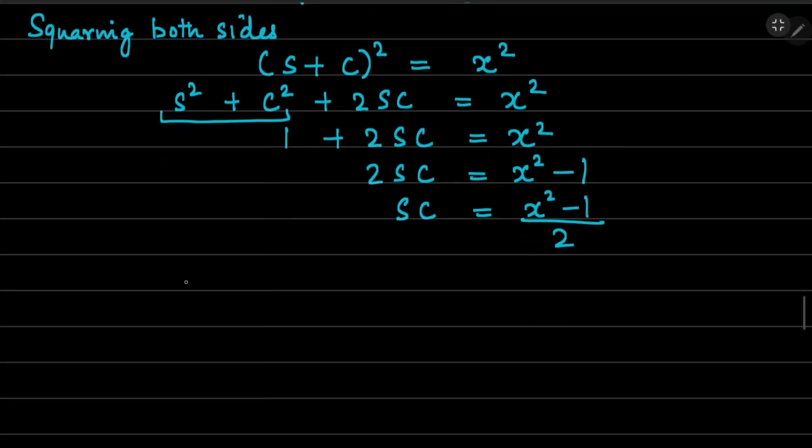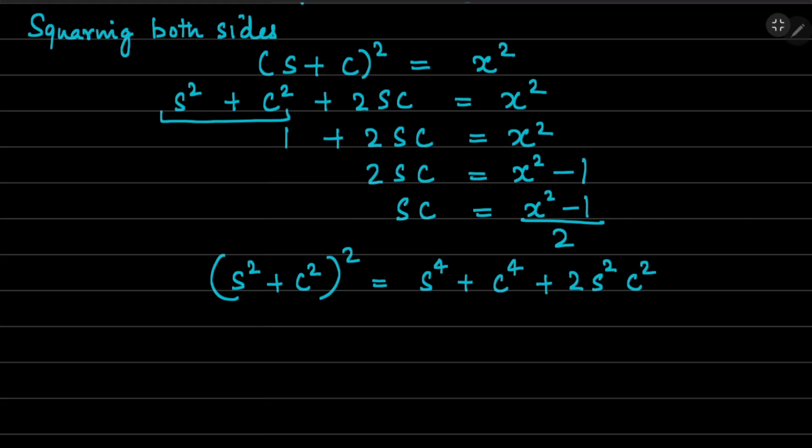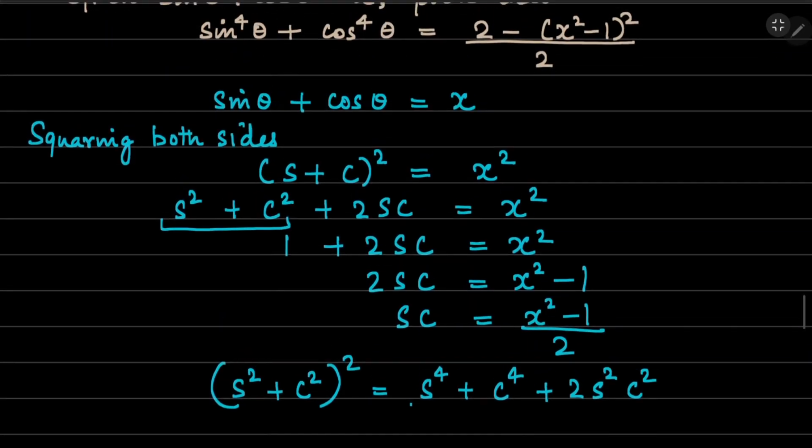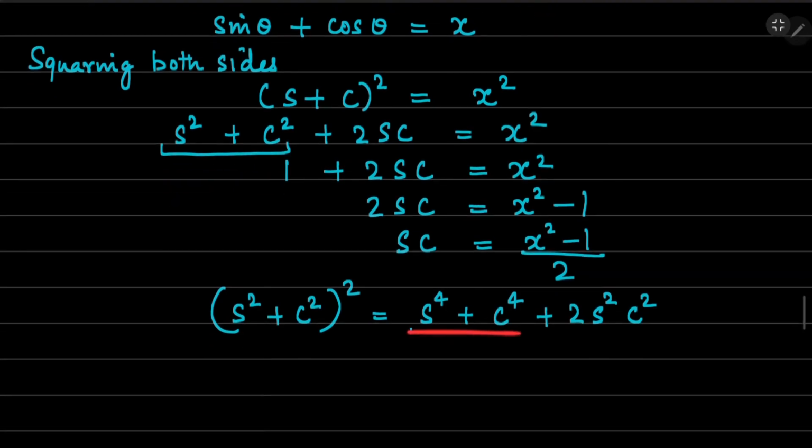Now, we should also know something else. Just like we did a plus b the whole square, similarly, if I have sine square plus cos square the whole square, how can I write this? This is nothing but sine square the whole square, so sine to the power 4, plus cos square the whole square, cos to the power 4, plus 2 sine square cos square. So this is what I need. What do I need? I need sine to the power 4 theta plus cos to the power 4 theta. So let me write it.